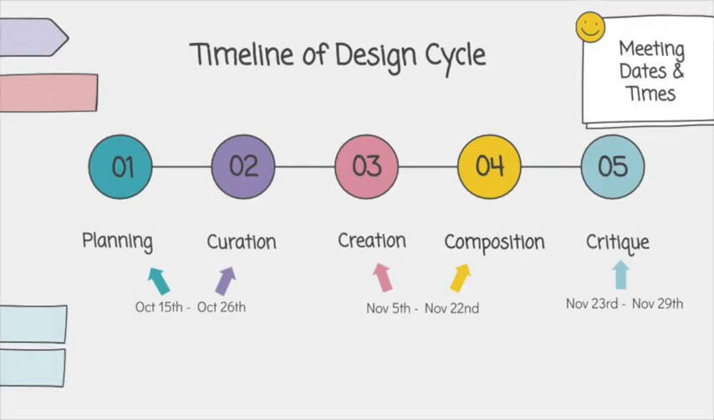We used the 5 stages of the design cycle. The planning and creation was between October 15th to October 26th. Creation and composition happened during November 5th to November 22nd, and critique was between November 23rd to November 29th. We found ourselves back in the creation stage numerous times.